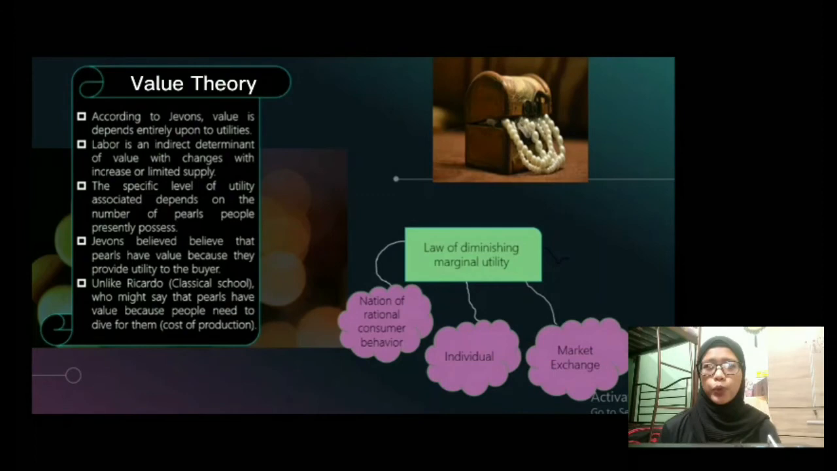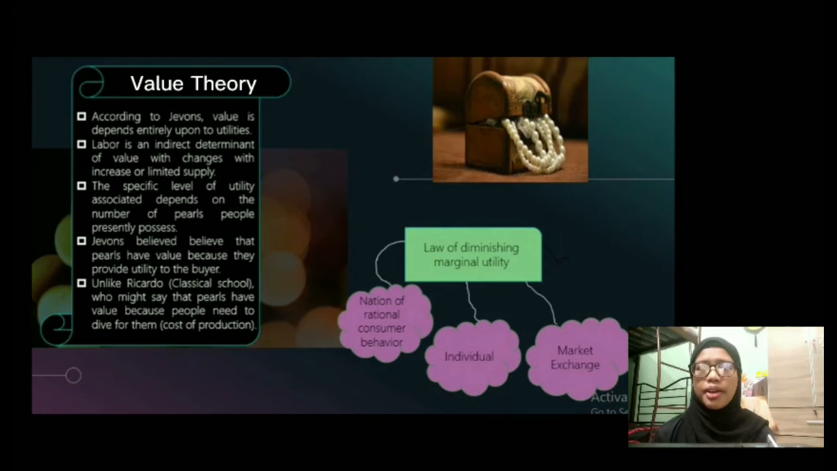Okay, next we look at the value theory by William Stanley Jevons. Jevons stated that value depends entirely upon utility. Labor determines value but only in an indirect manner, by varying the degree of the utility of a commodity through an increase or limitation of the supply. The specific level of utility associated with the pearls depends on the number of pearls people presently possess. Jevons believed that the pearls have value because the buyers get utility from them. But unlike Ricardo in the classical school, who would say that the pearls have value because people need to pay for them as the cost of production.